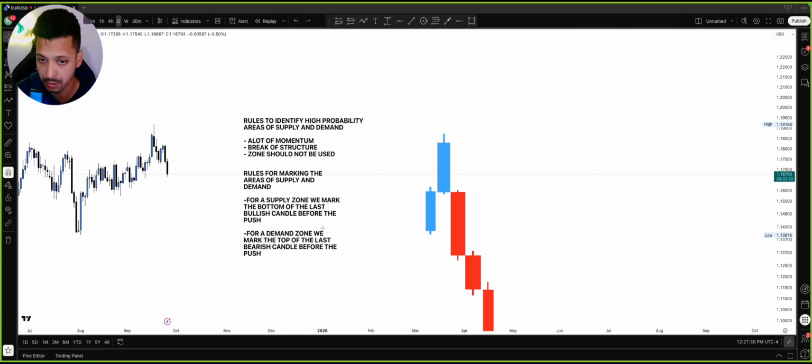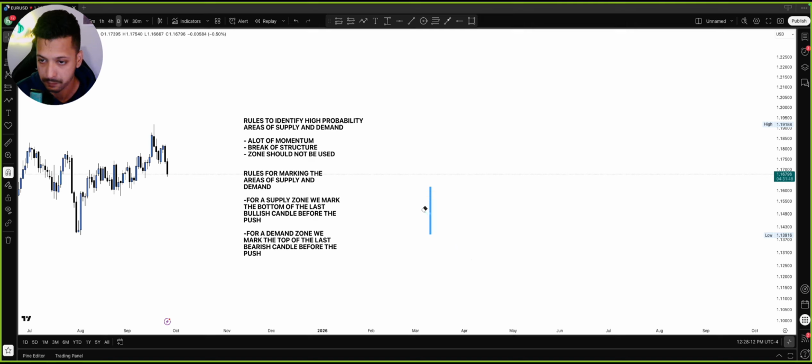For a supply zone, we mark the bottom of the last bullish candle before the push. So here's where the push started. Now, the last bullish candle is this one right here, and we will mark the bottom of it. So right here is where our supply zone should be. Not up here. Not here. Not at the body. Exactly at the bottom of the wick. So we're not going to mark this red candle right here. This is not it. This blue candle right here, the bottom of it is what's going to be our supply zone, right?